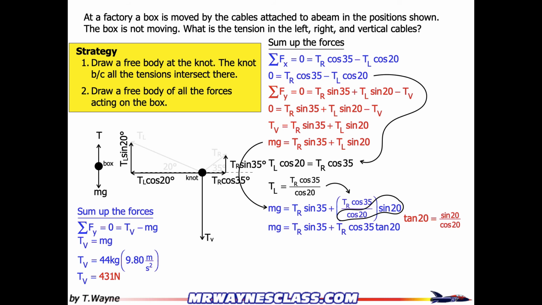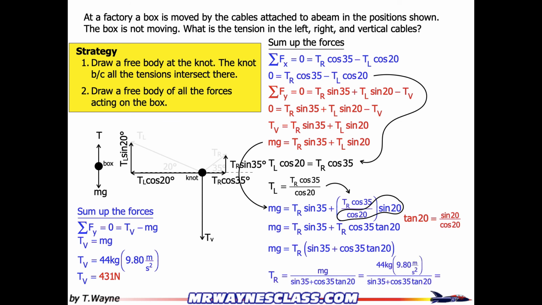Okay, so where are we? Oh, the TRs. Notice there's a TR in front of sine 35 and TR in front of cosine 35 tangent 20. I'm going to use the distributive property and pull the TR out. So mg is equal to TR times the remaining stuff. You can see where I pulled the TR from in front of each one of these expressions. And now TR looks crazy. TR is equal to mg divided by sine 35 plus cosine 35 tangent 20. And that is equal to, well, the 431 divided by the numbers sine 35 plus cosine 35 tangent 20.